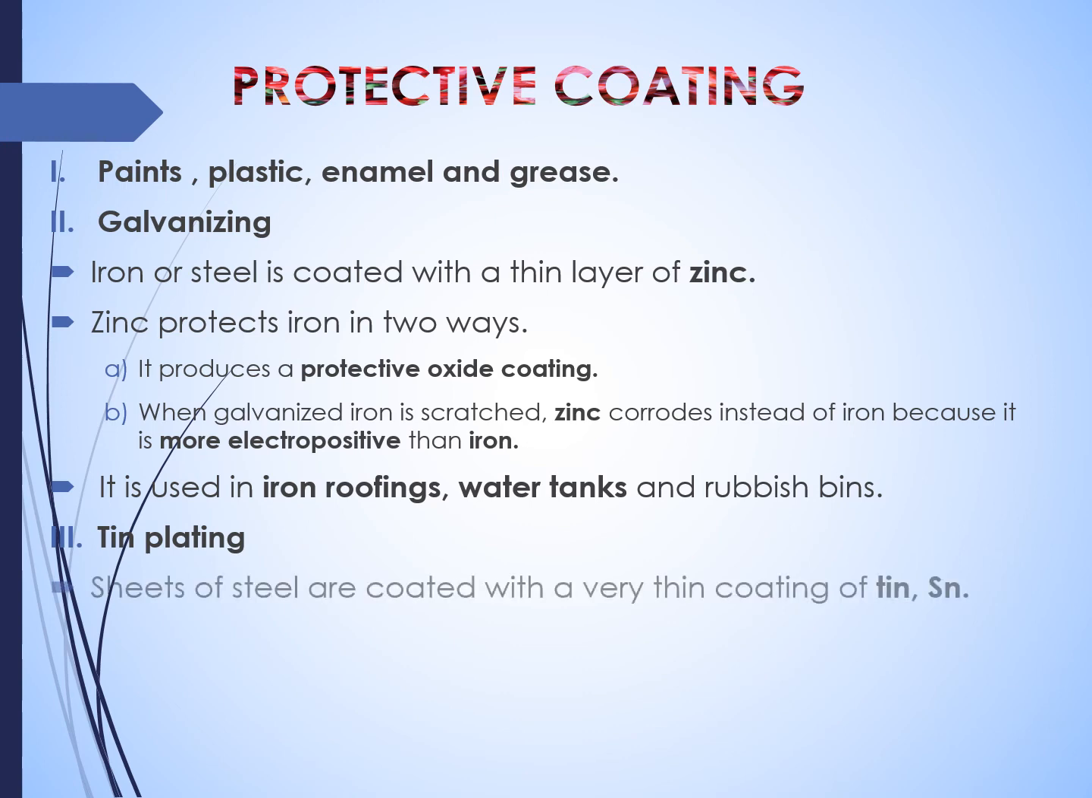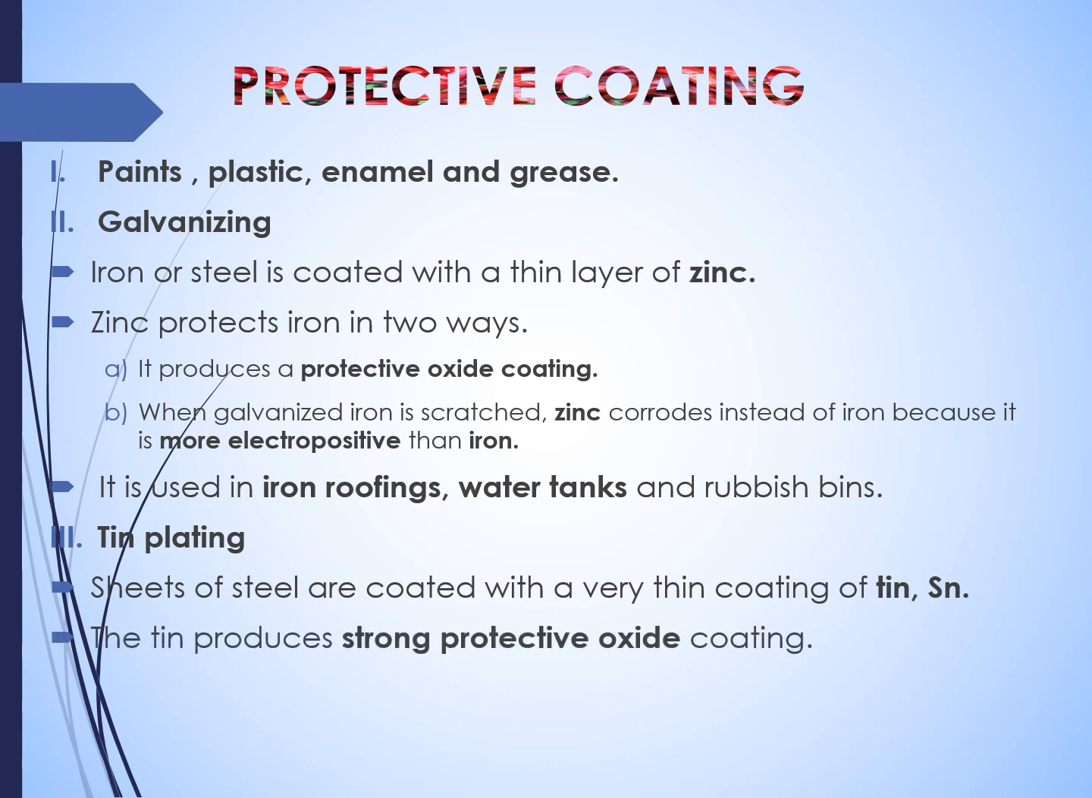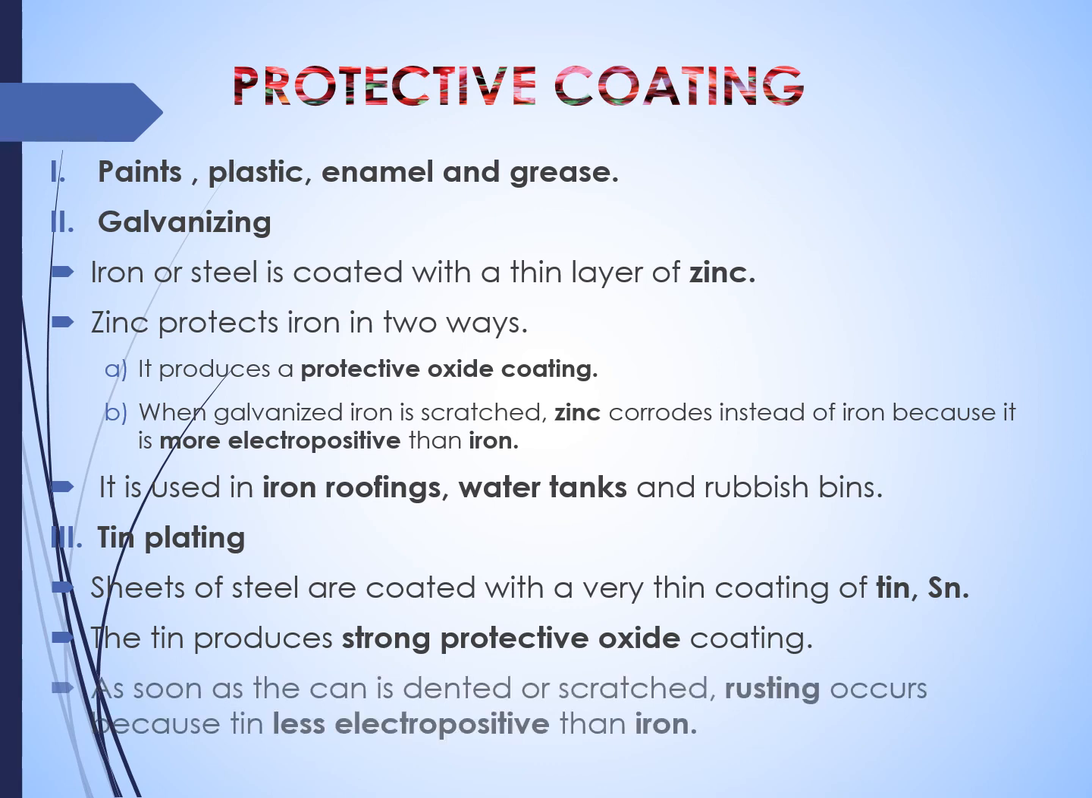Tin plating. Sheets of steel are coated with a very thin coating of tin. The tin produces strong protective oxide coating. As soon as the can is dented or scratched, rusting occurs because tin is less electropositive than iron. Tin-coated steel is used to make tin cans for food.